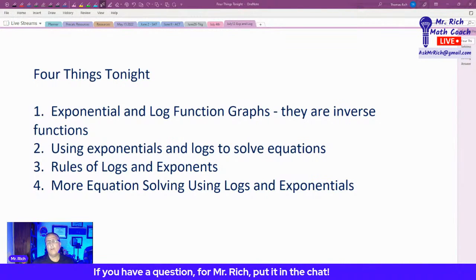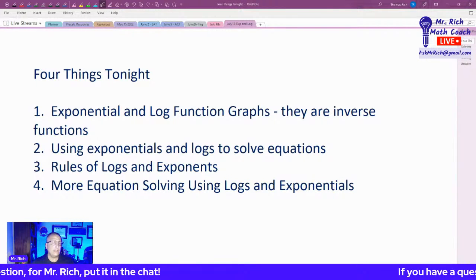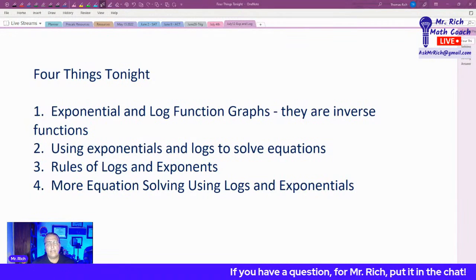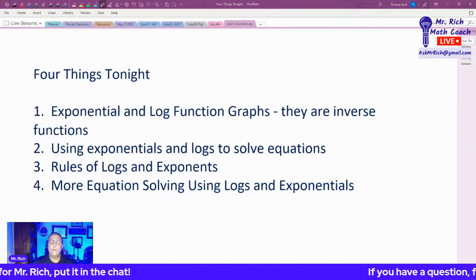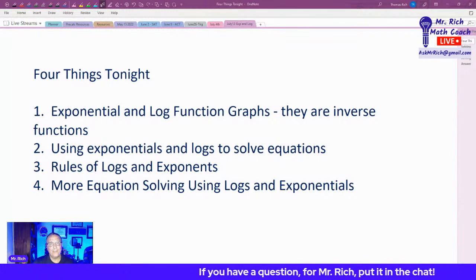Third thing I want to do is talk about the rules of logs and the rules of exponents, because you're going to need to know those, right? You're going to be using those definitely over and over again in Calc AB. And then fourthly, we're going to do some equation solving using logs and exponentials. And at the very end, I'll also do an application or two of exponential functions.